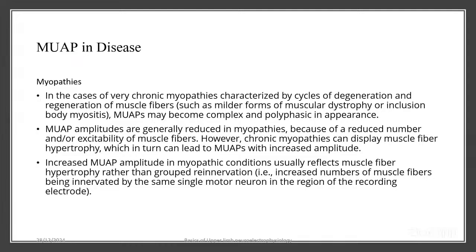Duration in myopathies is short. The amplitudes are generally reduced in myopathies because of a reduced number of muscle fibers or reduced excitability of muscle fibers. The chronic myopathies can display muscle fiber hypertrophy, which in turn can lead to MUAPs with increased amplitude. So there may be a distinction which you have to observe, whether it is neurogenic or myopathic. Increased MUAP amplitude in myopathic conditions usually reflects muscle fiber hypertrophy rather than grouped innervation, like happens in neuropathies.